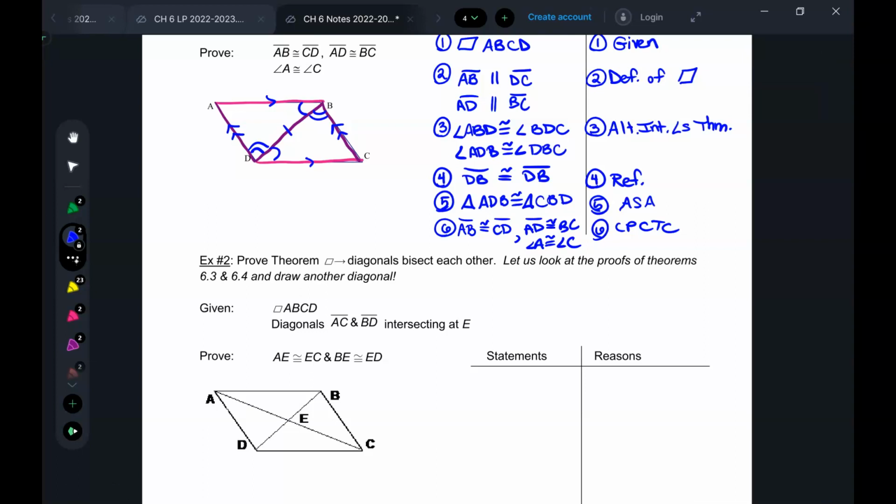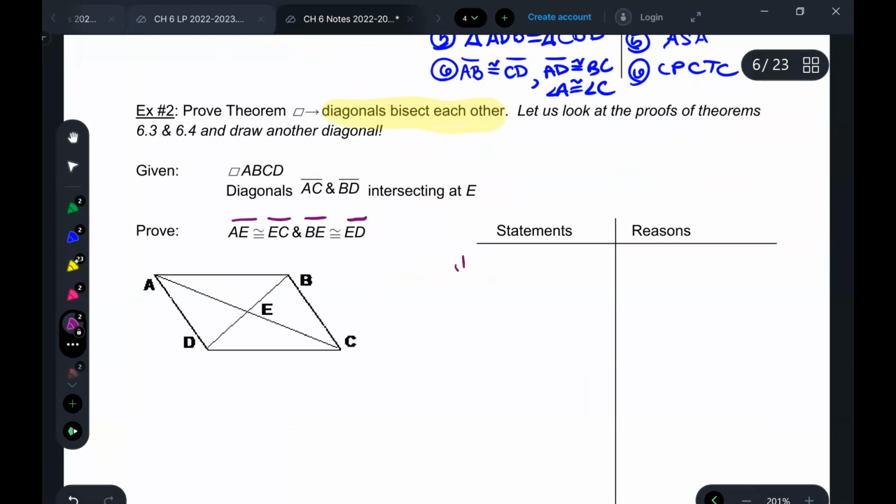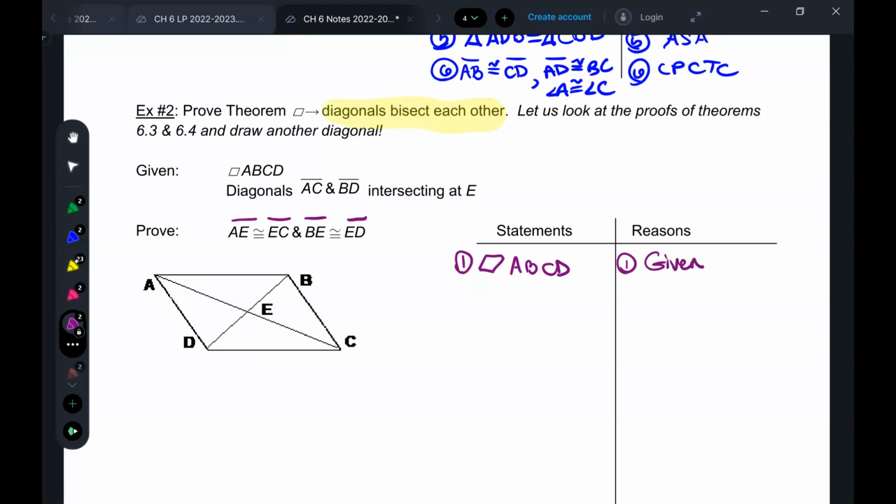Okay. Next theorem we want to prove: diagonals bisect each other. Oh, they're supposed to have segment lines above. Minor detail. So, first statement is that we have a parallelogram ABCD. I want to prove AE is congruent to EC and BE is congruent to ED.